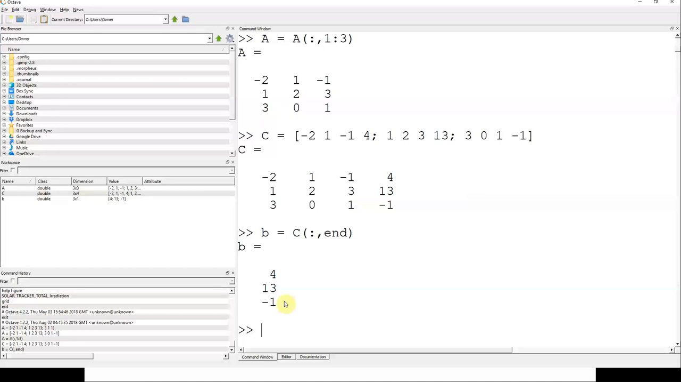But we say end because sometimes you don't know the end. You know that the first is always 1, but you don't always know what number the end is. You couldn't put 4? You put 4 into that end, we get the same. Yeah, because you know it is 4.